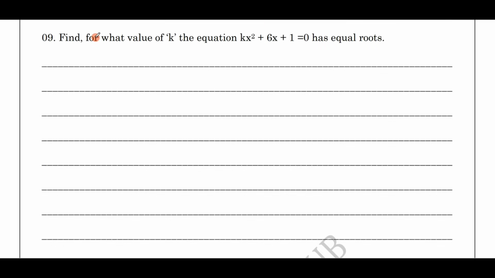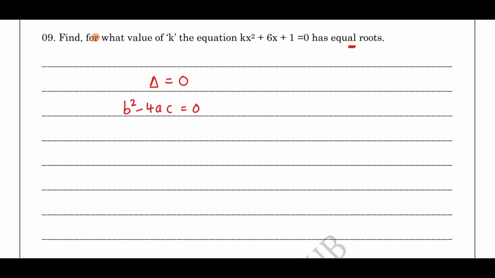Dear students, I have already told you that based on the discriminant of the quadratic equation, you might get questions on finding the value of the discriminant and writing the nature of roots, or finding the value of k. Here, for what value of k does the equation kx square plus 6x plus 1 equals 0 have equal roots? That means they have given the condition. Equal roots means the discriminant will be equal to 0. What is discriminant? b square minus 4ac.